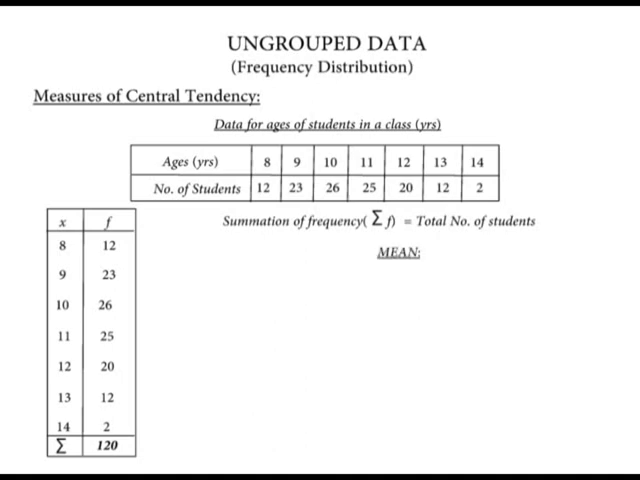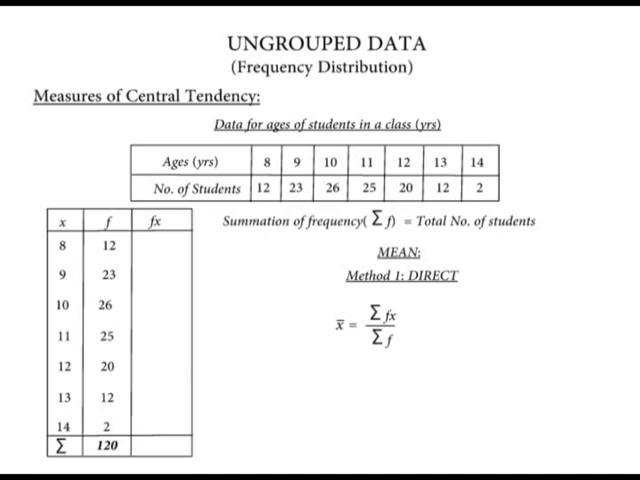Mean. The mean for a frequency distribution is given by 2 methods. 1, the direct method, and 2, using an assumed mean. Let's start with the direct method. In direct method, mean is equal to summation of fx over the summation of f. From this formula, it means we need another column of fx. That is, we multiply each observation by its corresponding frequency. So these are the observations and their corresponding frequencies.